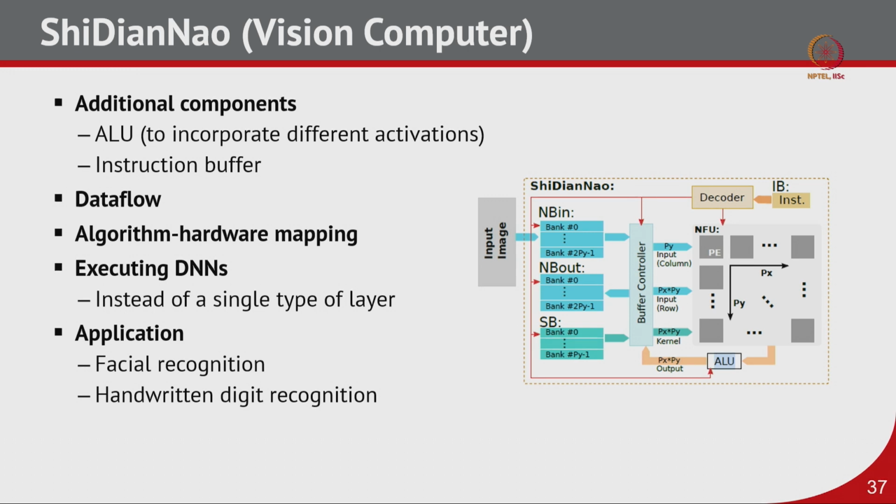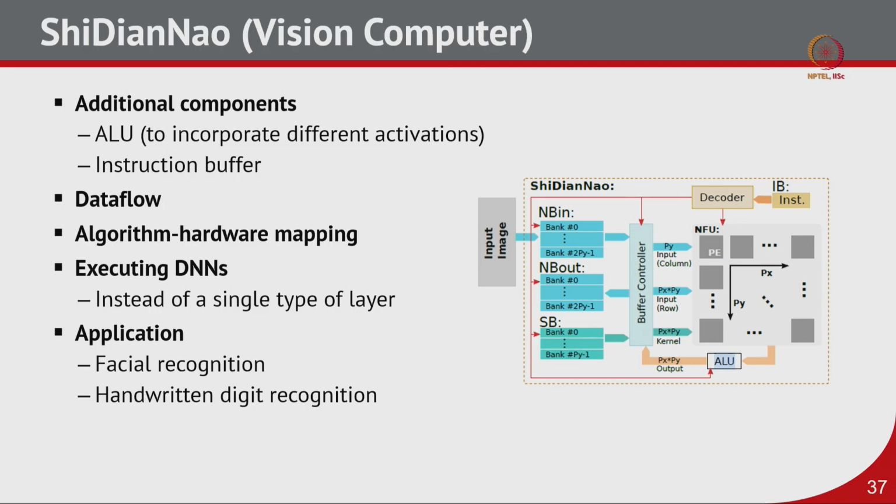So, in ShiDianNao they have proposed a specific data flow, and they have an algorithm to hardware mapping, like given one particular algorithm, which PEs or which NFUs should be used. And finally, in ShiDianNao they are able to execute the whole DNN instead of a single type of layer. In the previous ones, DianNao or DaDianNao, they were only executing one single type of layer, be it classification or be it convolutional layer. And also in ShiDianNao, they have shown real applications like facial recognition and handwritten digit recognition through this particular architecture.